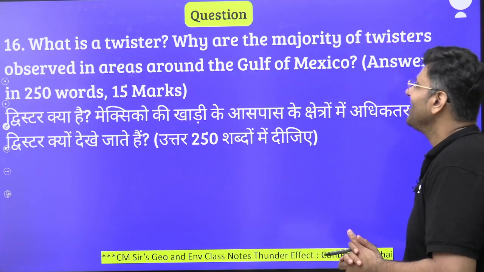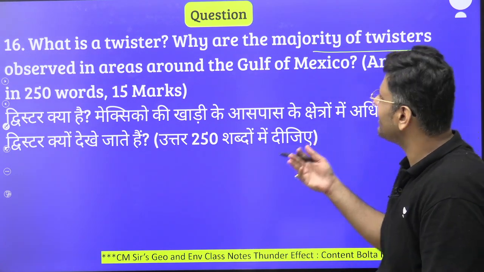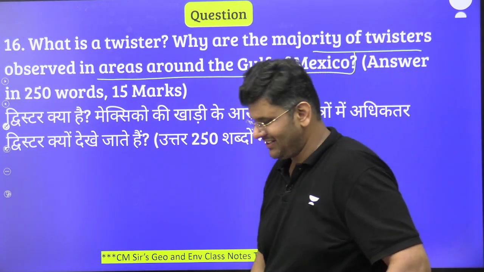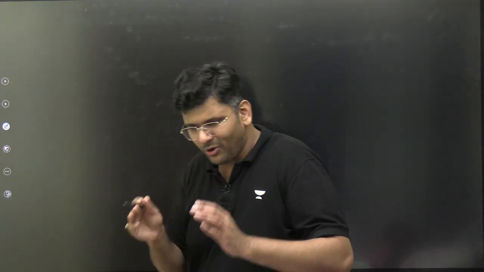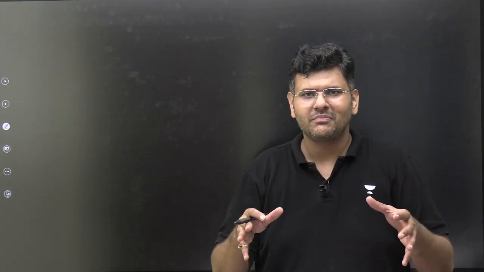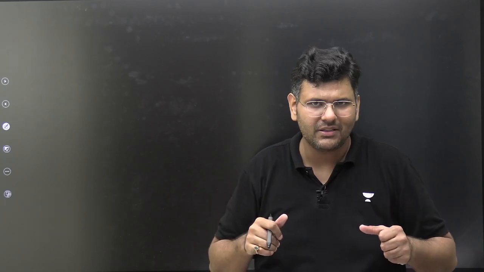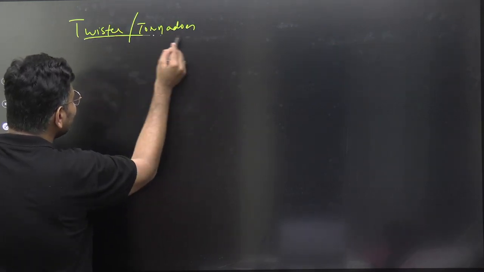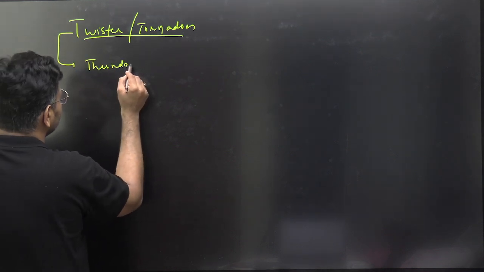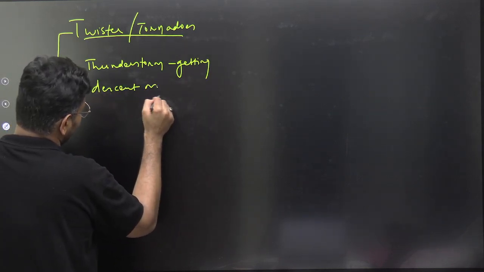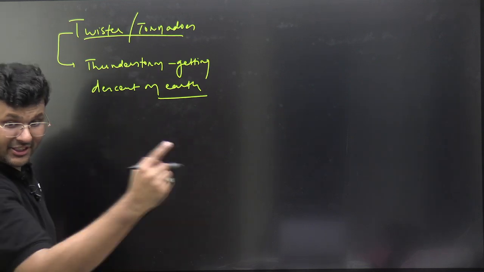Okay. What is a twister? Why are the majority of them observed in the areas around the Gulf of Mexico? What is a twister? If you remember, in the classes I wanted to show you various maps. I had shown you the northern plains where something of great intensity developed. Now imagine these twisters, oblique tornadoes. These are nothing but a thunderstorm descending on Earth.